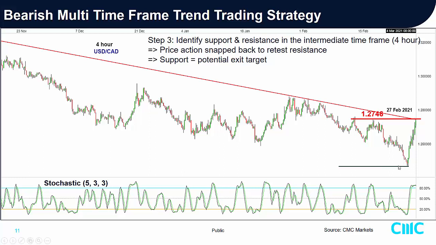determine my exit target. So for a bearish position, the support level, or the last swing low, will form my exit target or take profit level, which is at 1.2472. So as we could say, on a daily time frame, it already started to bounce up 2 days. So on the 4-hour, it's actually right now testing this descending resistance that I drew on the daily time frame chart at 1.2746.